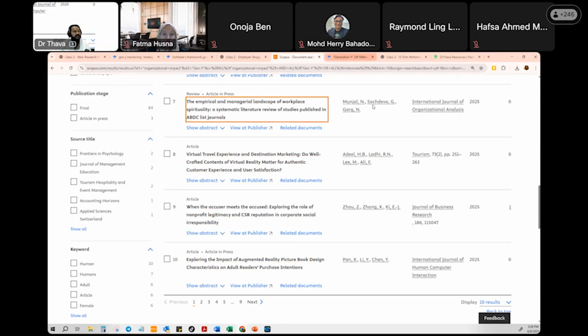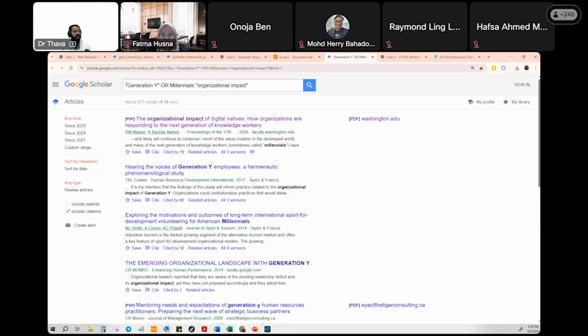That is Scopus. You can also do the same in Google Scholar. Same thing, Generation Y or millennials, quotation mark, organizational impact. Because in Google Scholar, the AND function is already embedded in the search bar, so you don't need to type AND. You'll get the same result. By searching this, you get 977 results.